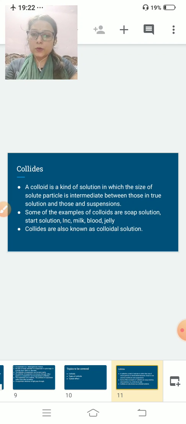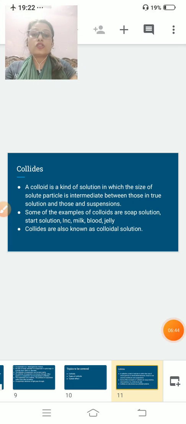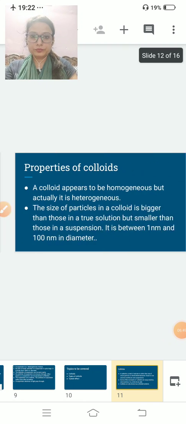Colloids are also known as colloidal solution. I am reading once more. A colloid is a kind of solution in which the size of solute particle is intermediate between those in a true solution and those in the suspension. Examples are soap solution, ink solution, starch solution, milk, blood, etc. And a colloid solution is also known as colloidal solution.